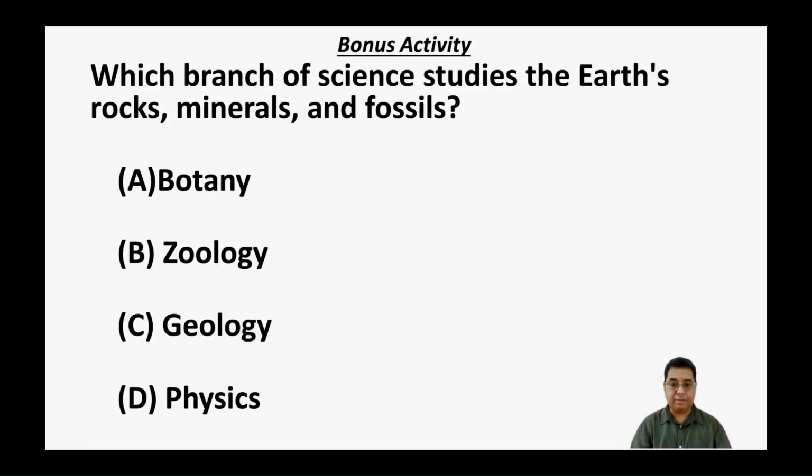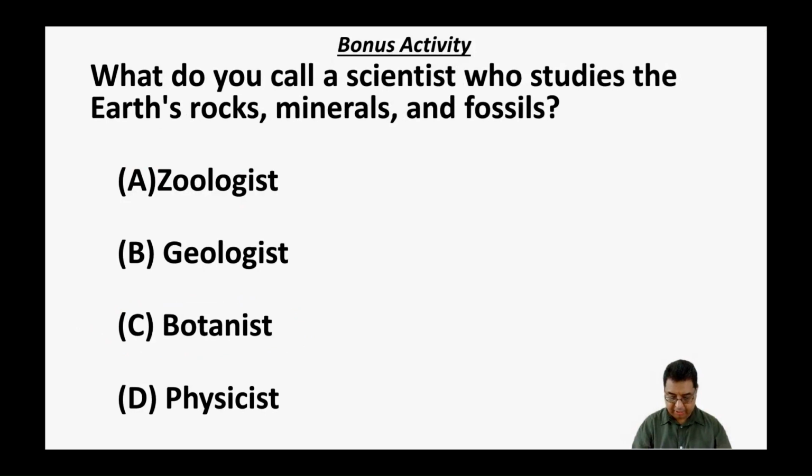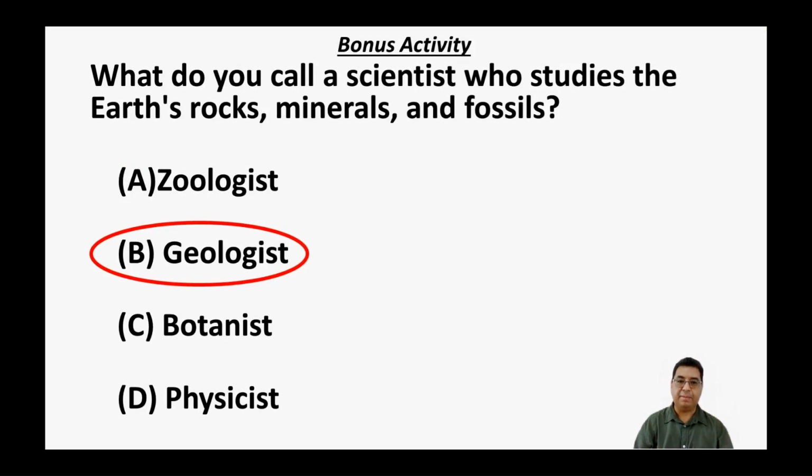Which branch of science studies the Earth's rocks, minerals, and fossils? A, botany, B, zoology, C, geology, or D, physics? That's right, it's C, geology. What do you call a scientist who studies the Earth's rocks, minerals, and fossils? A, zoologist, B, geologist, C, botanist, or D, physicist? That's right, it's B, geologist.